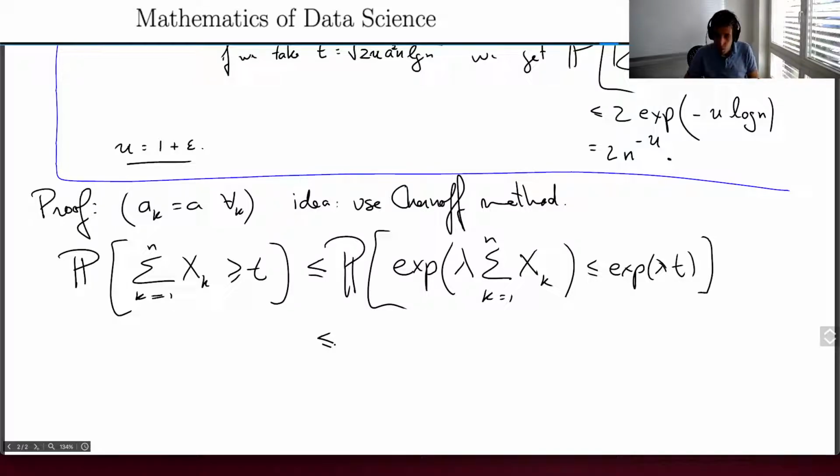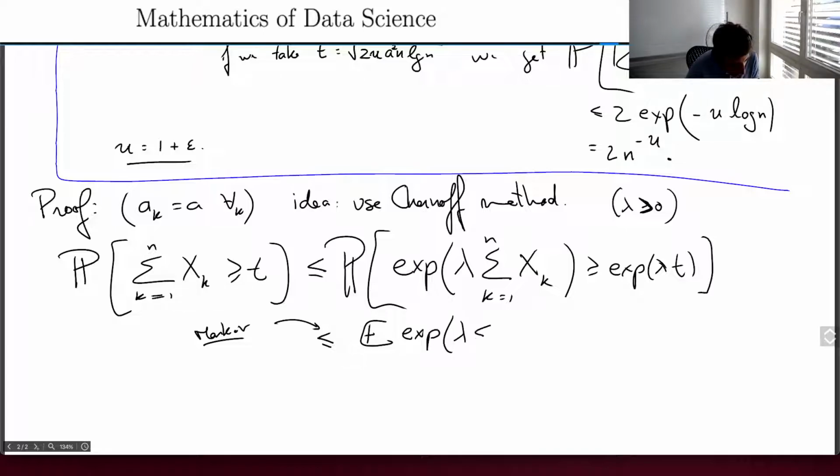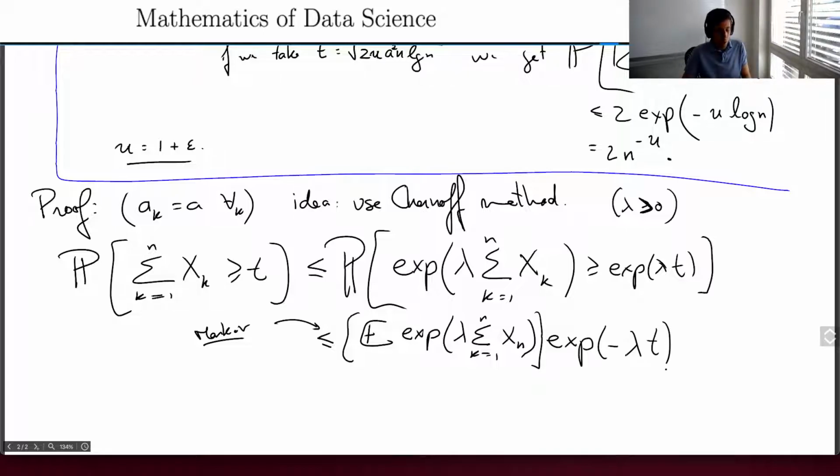Okay, now we use Markov, same thing as what we've been doing. Oh, this is bigger or equal, of course. So what does Markov give us? We're going to optimize over lambda later, so we take some lambda bigger than 0. And now Markov says that this is smaller or equal than the expected value of the exponential of lambda times the sum, k from 1 to n, times the exponential of minus lambda t. And now we have to understand the moment generating function of this.